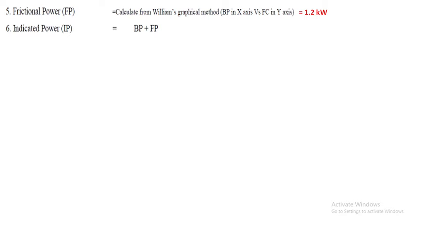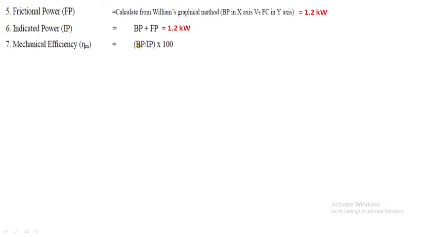Indicated power, we know that it is the input power. It is the input power which is generated during the combustion process, nothing but equal to brake power plus friction power. We know that brake power is already calculated as 0.92, and friction power is 1.2 kilowatt. You can add both values. After adding this, it is not 1.2, it is 2.12. Here it's a mistake. It is 2.12 kilowatt.